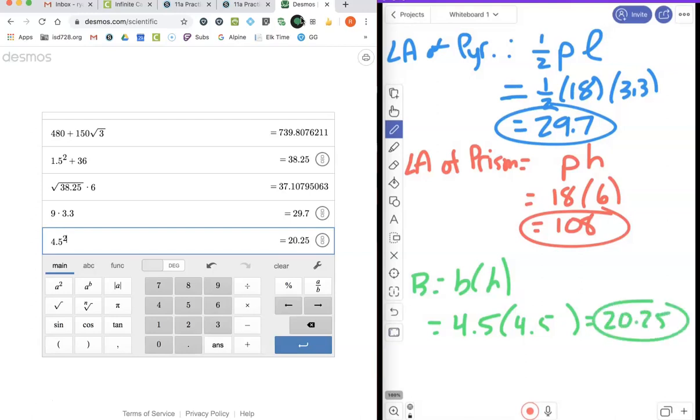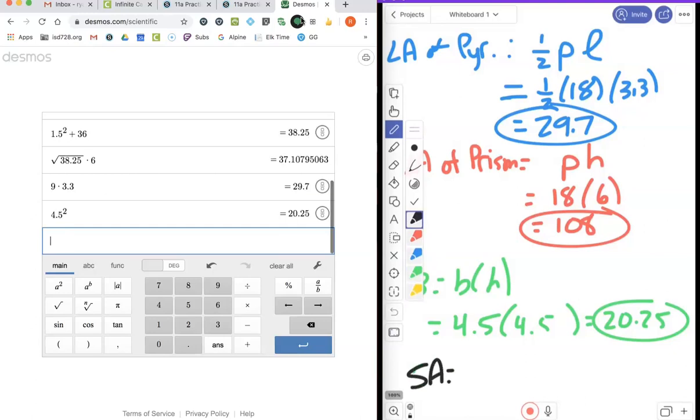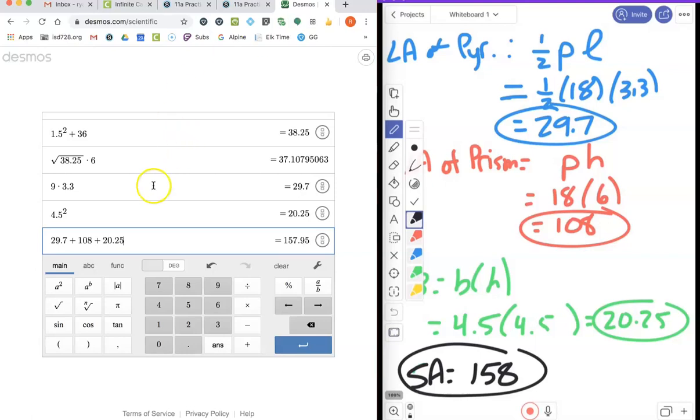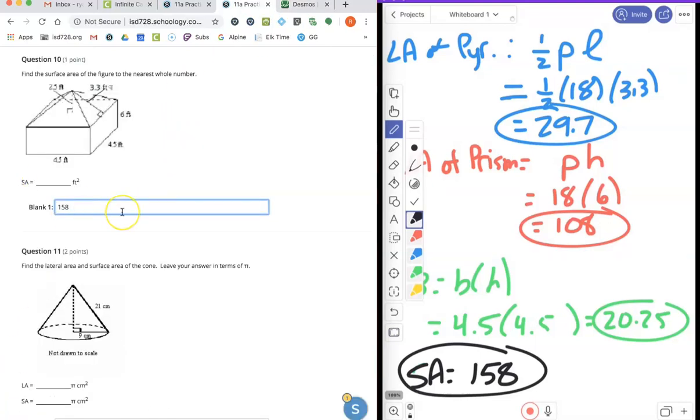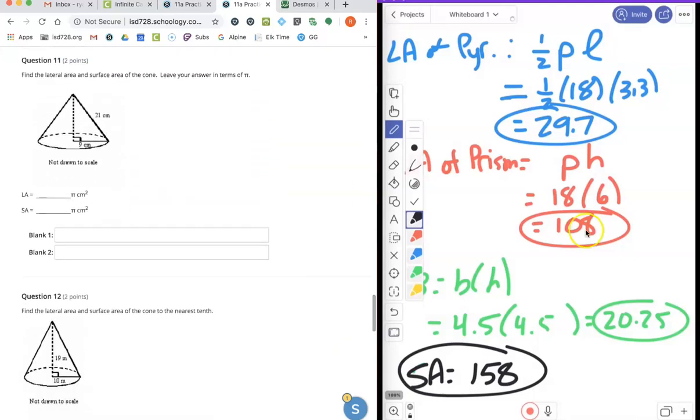And what we're going to do is add all that stuff up. So the surface area is the 29.7 plus the 108 plus the 20.25, which is 157.9. Rounding that to the nearest whole number would be 158 square units. So 158 square feet. And now we're on to cones.